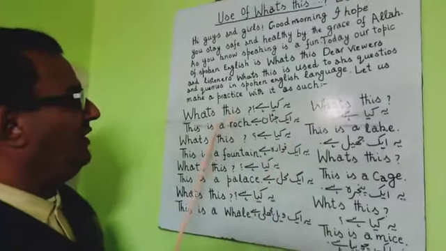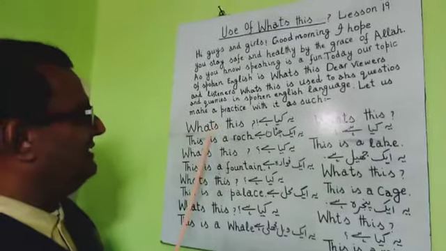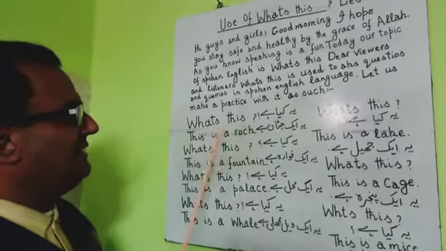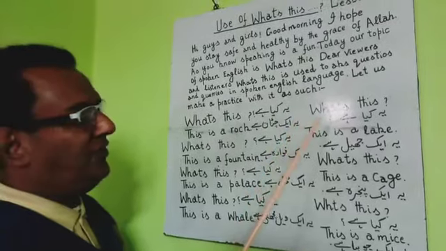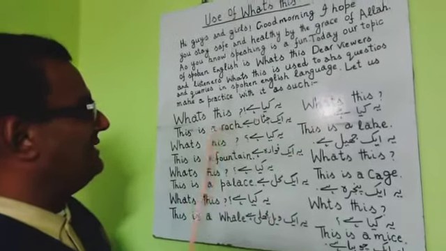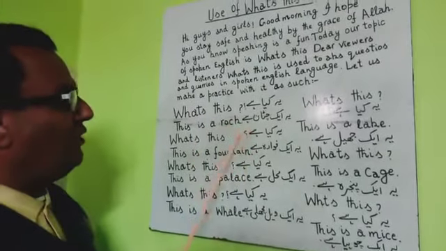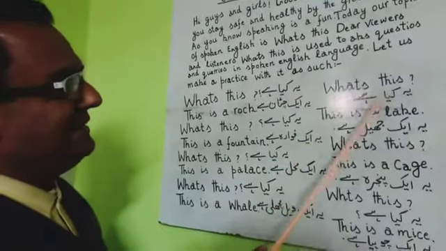You can see on this whiteboard, first question is, what's this? What's this? ये क्या है? And possible answer is, this is a rock. This is a rock. ये एक चट्टान है.